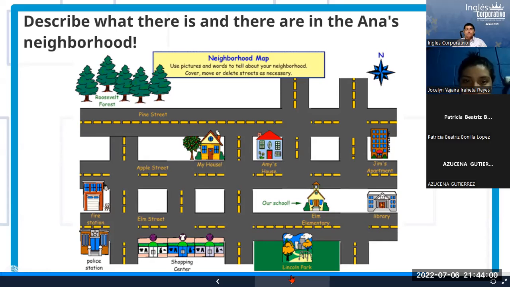¿Será el there is? Ahí depende, porque si usted va a hablar en singular, me va a decir there is. Y si va a hablar en plural, me va a decir there are. There are Roosevelt Forest.